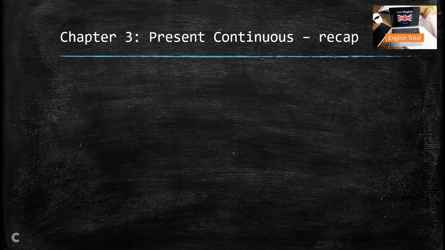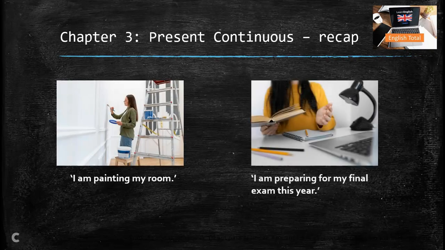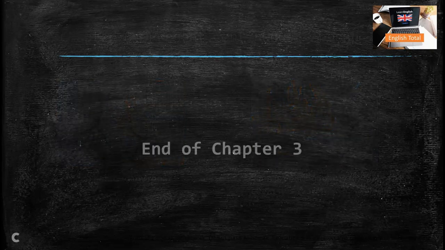As you have learned in this lesson, the present continuous is used to talk about what you are doing right now, or events that are in progress. You can also use it to describe temporary situations which are not happening at the moment. And as you can imagine, it's a vital aspect of speaking naturally. This is the end of Chapter 3.